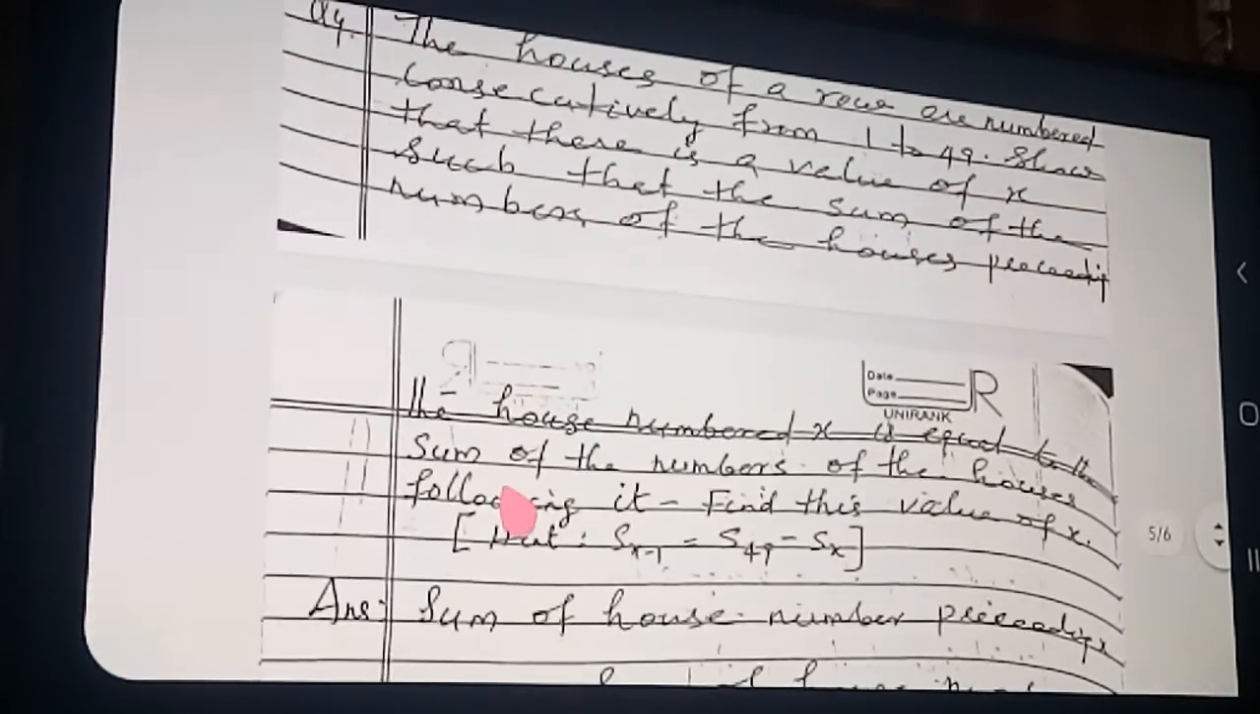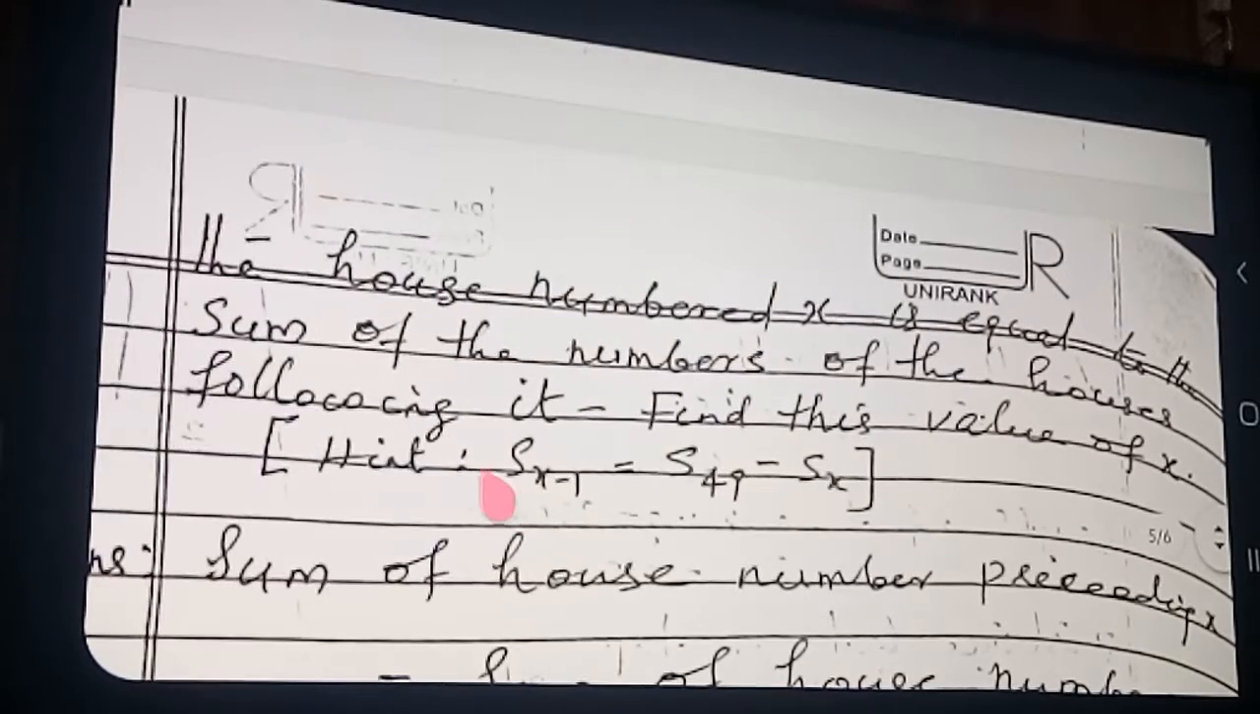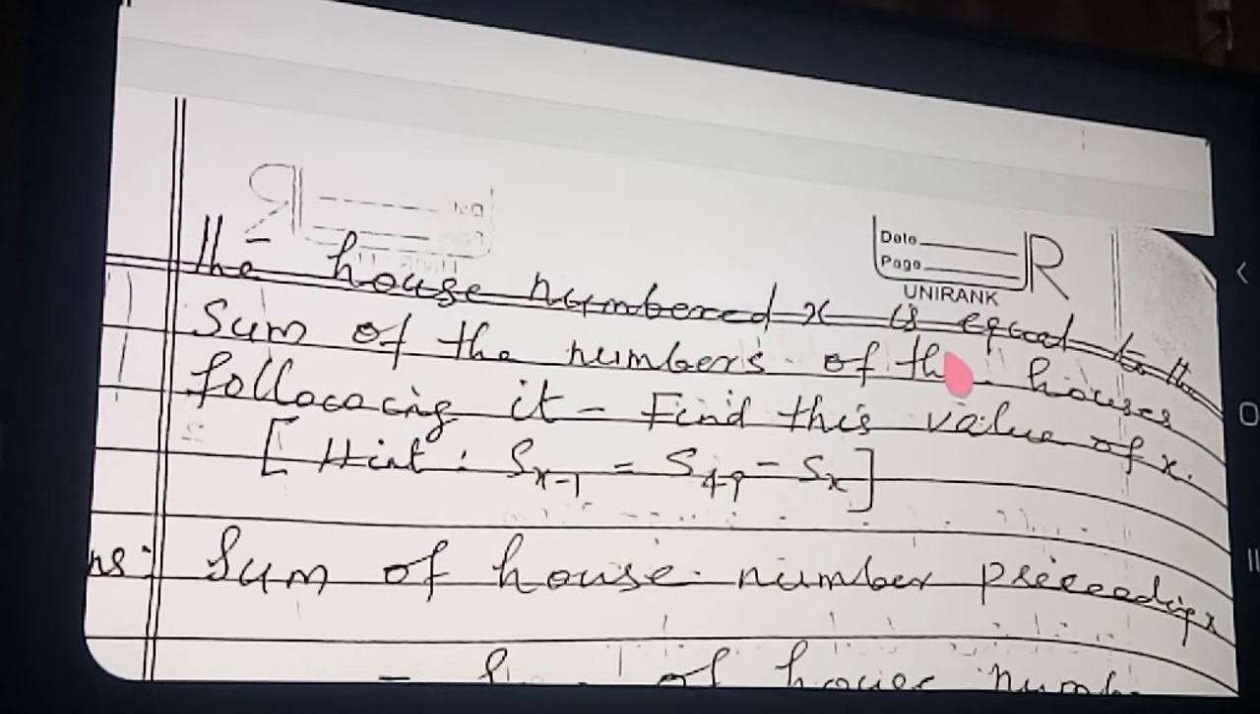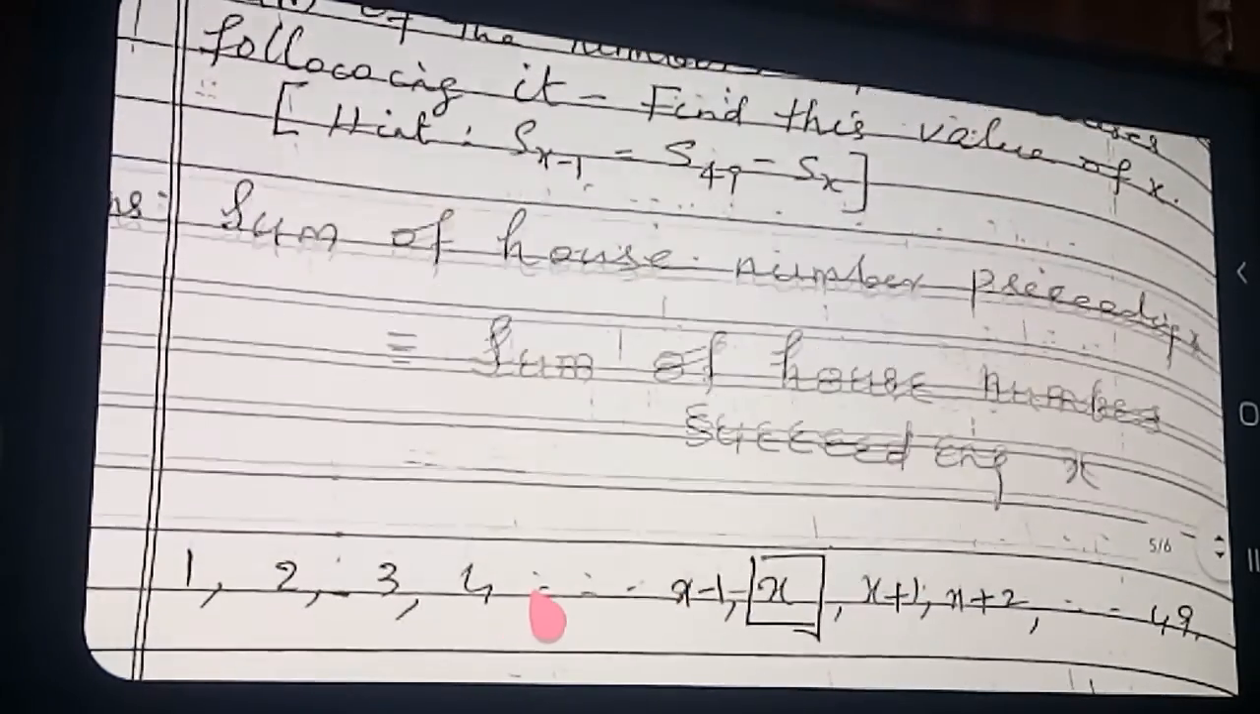We will move to the next page. The house numbered x is such that the sum of the house numbers preceding it is equal to the sum of the house numbers following or succeeding it. That I already explained. So I have given a clear picture here.